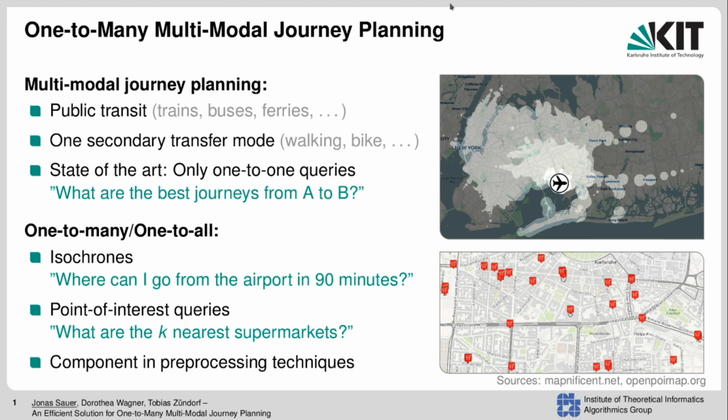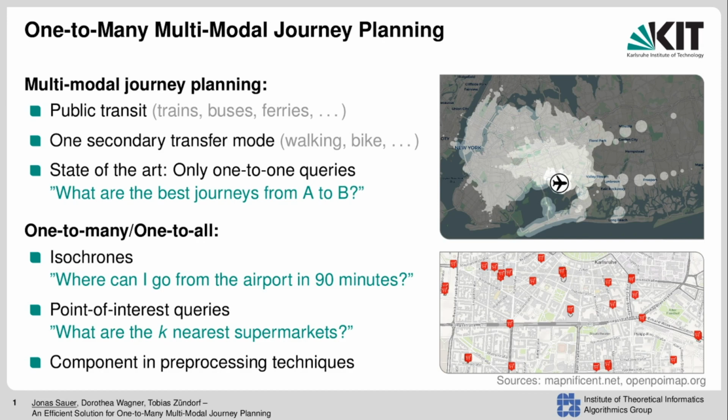For example, if you consider the graphic in the top right, what you see here in the center is JFK Airport in New York, and the highlighted areas show the areas of the network which you can reach in 30 minutes, 60 minutes and 90 minutes respectively from the airport. These areas are called isochrones, and computing them obviously is a type of one-to-many problem.